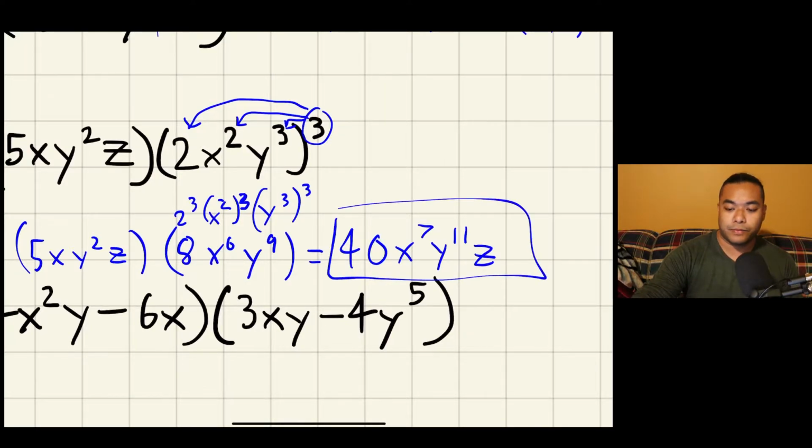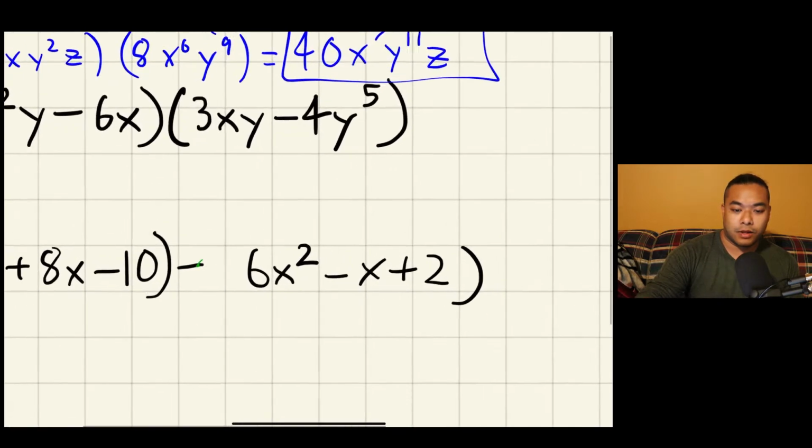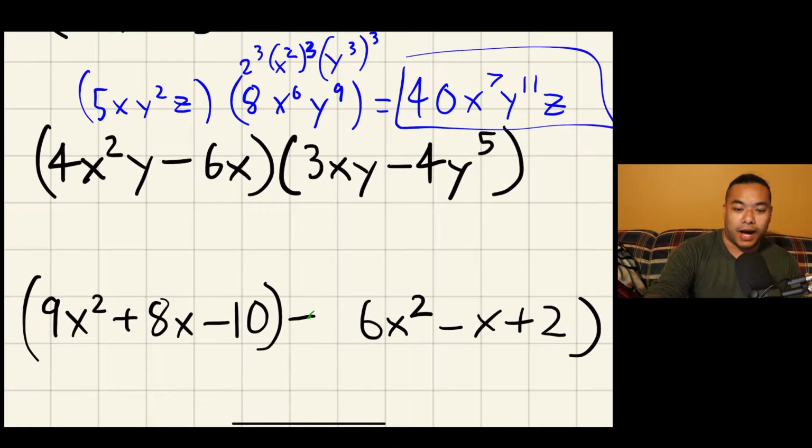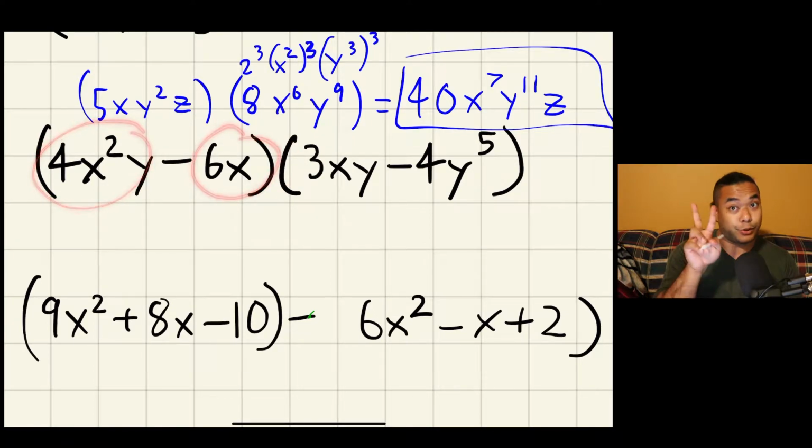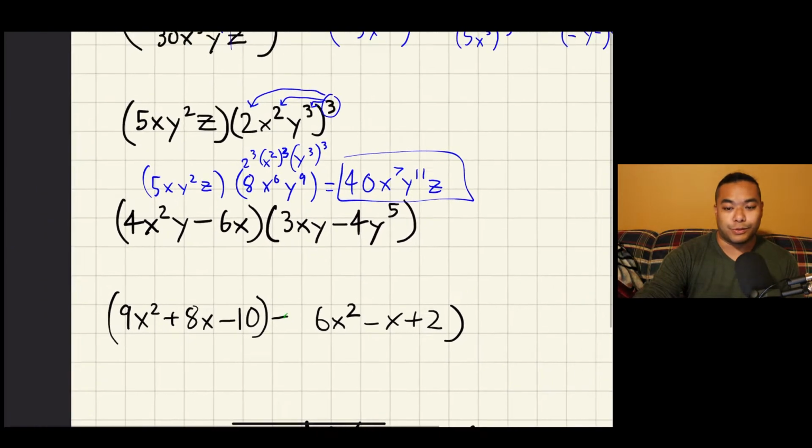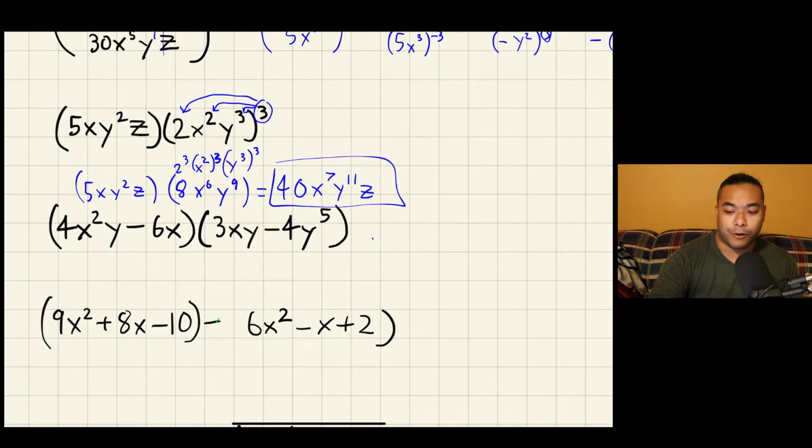Very cool. Next up. Okay, I have a binomial. So this is one term. This is the other term. So 2 terms makes a binomial times another binomial. Binomial distribution, we just use FOIL. So first, outer, inner, last. Let's do this in green.